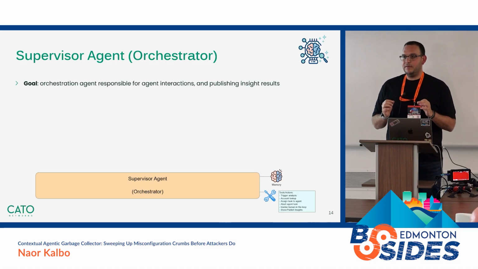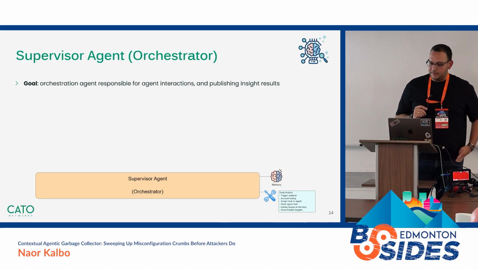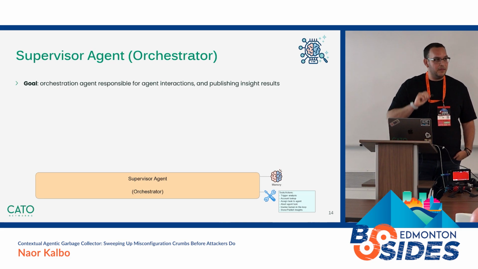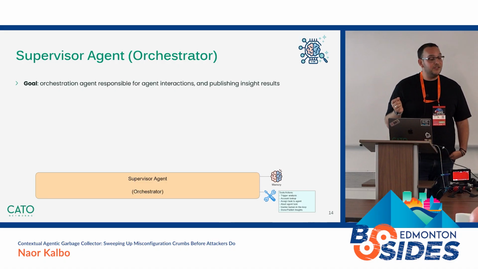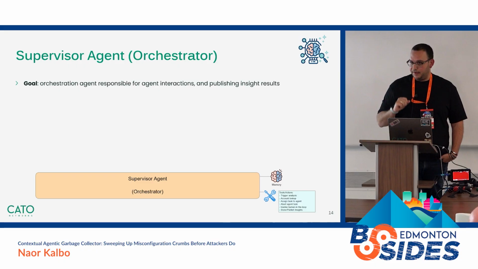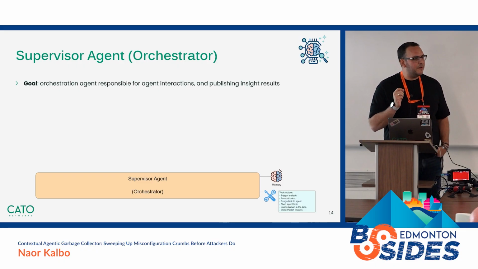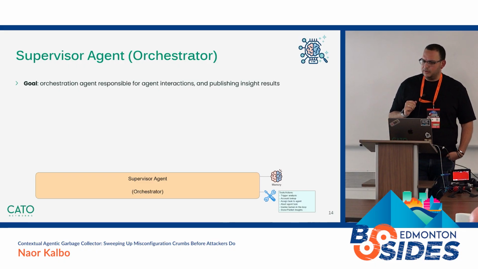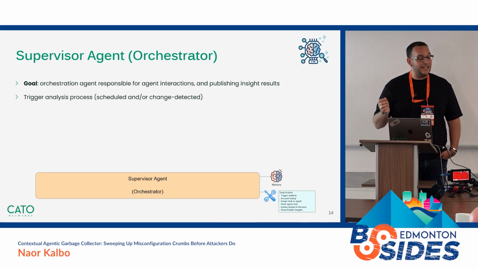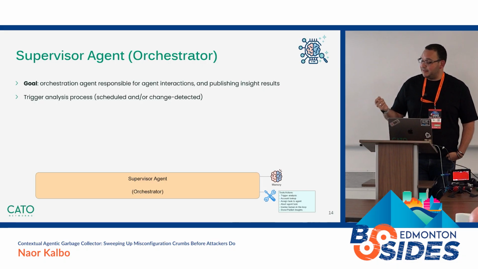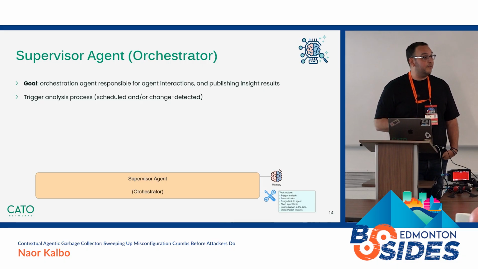The supervisor is the core agent in the system. All the other agents communicate with it, and the supervisor decides which agent should be called next. Its role is very similar to a traffic controller, orchestrating the flow, deciding who should execute and when. The supervisor can trigger the process either by a scheduled timer or by detection of changes in the policy.